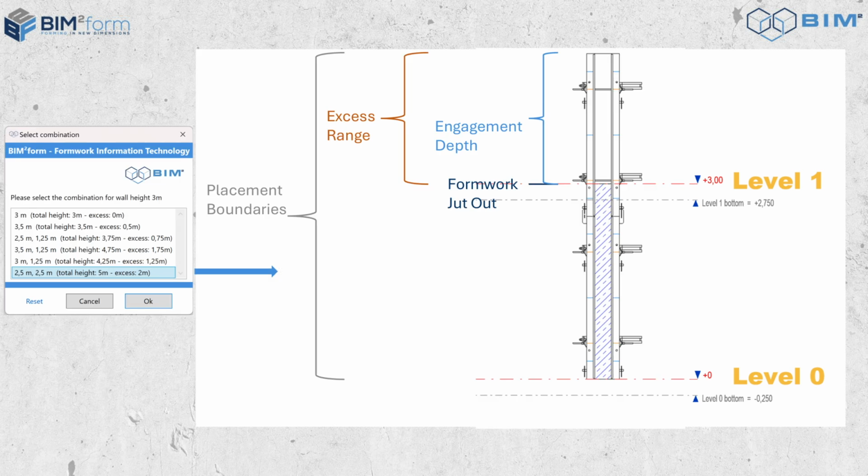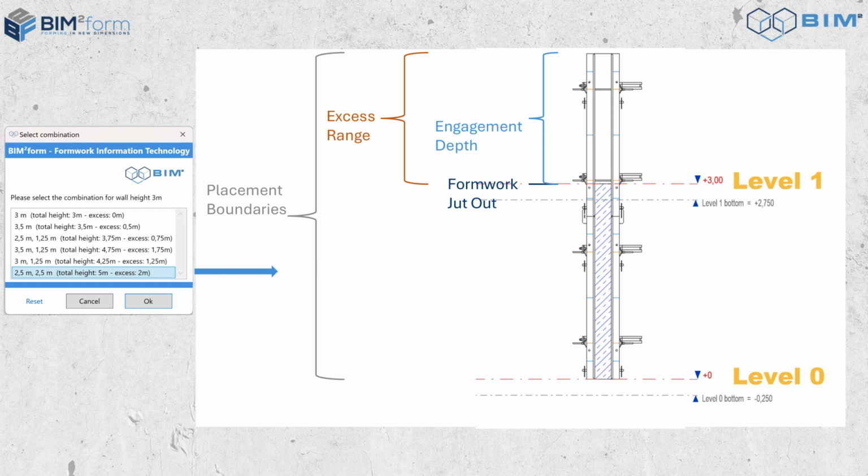In this case, the formwork jutout is set to 0 meters, meaning the formwork starts exactly at the top edge of the wall. The engagement depth is set to 2 meters, defining the maximum value of the area for the configuration. BIMterform will calculate combinations where the formwork can extend between 0 meters and 2 meters beyond the top edge.